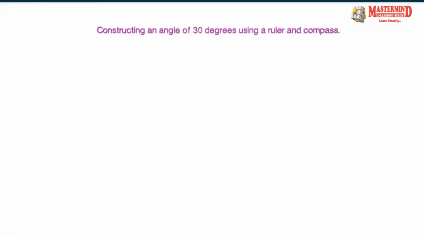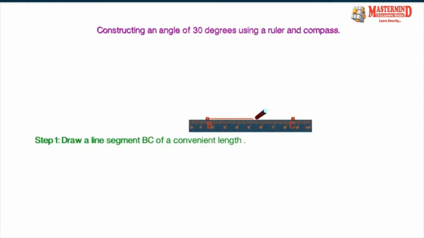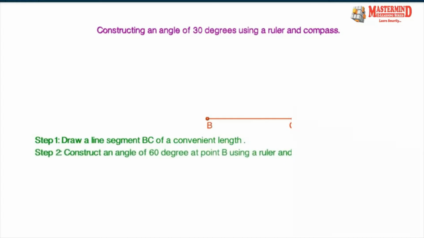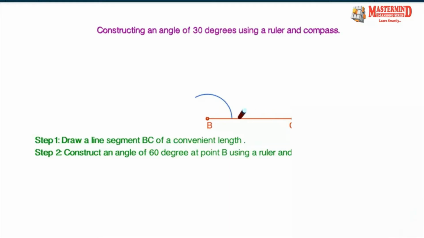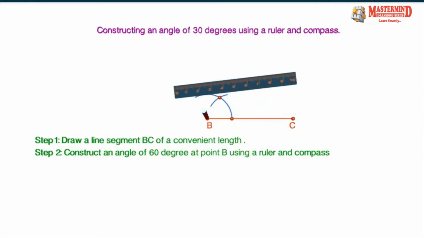Let us now see the construction of a 30-degree angle using a ruler and a compass. The first step is to draw a line segment BC of a convenient length. Now we construct an angle of 60 degrees at point B using a ruler and a compass. We've already put a video on how to construct a 60-degree angle, so I'm not going into the details. You can watch that video if you need to know the details.